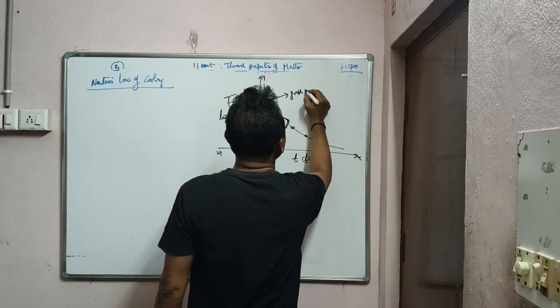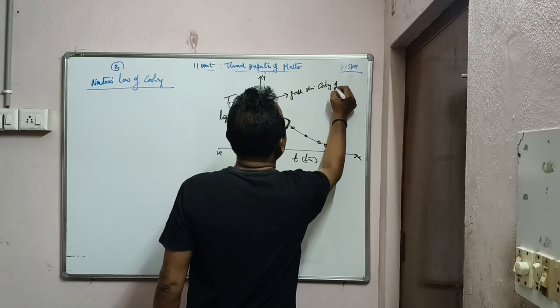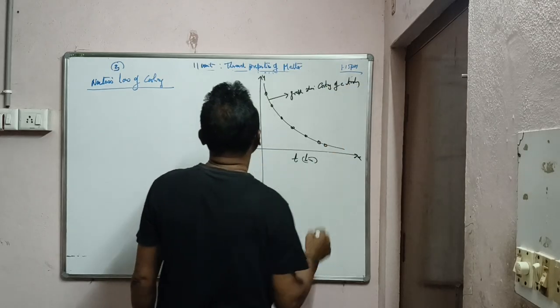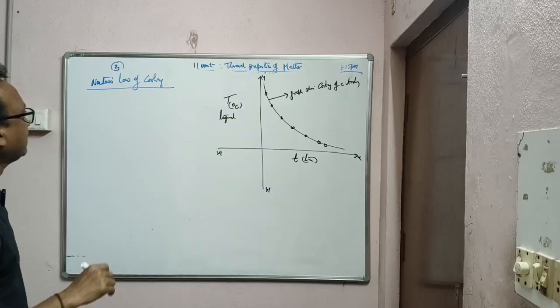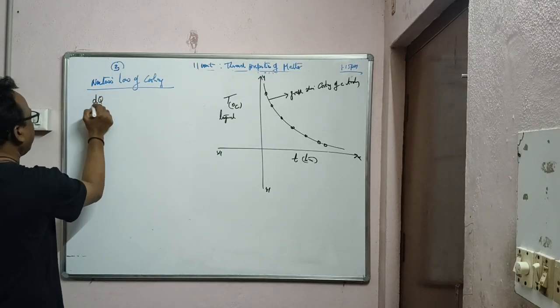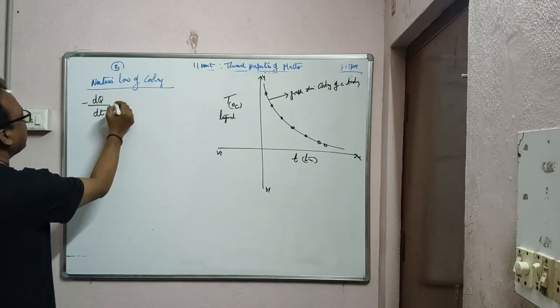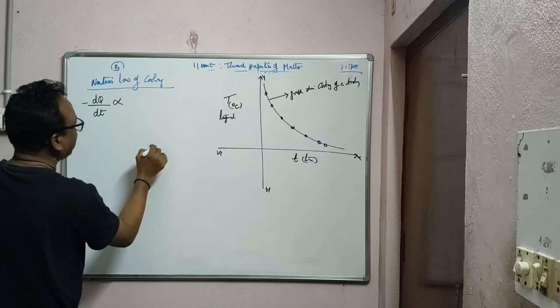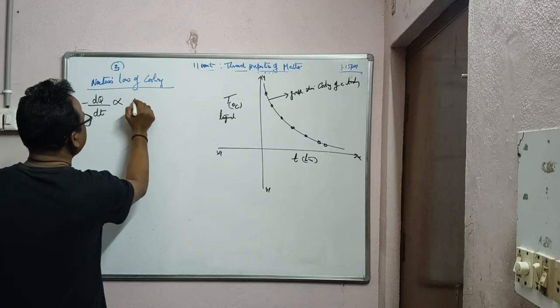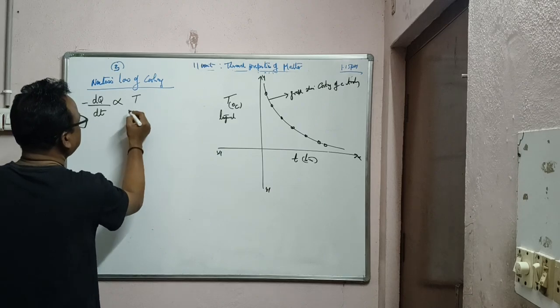Okay, graph showing cooling of a body. That means rate of cooling. So what is the scientist saying? The rate of cooling dq by dt, minus means decreasing, is directly proportional to the mean excess temperature. Mean excess temperature means, for example, you take T1 and T2.